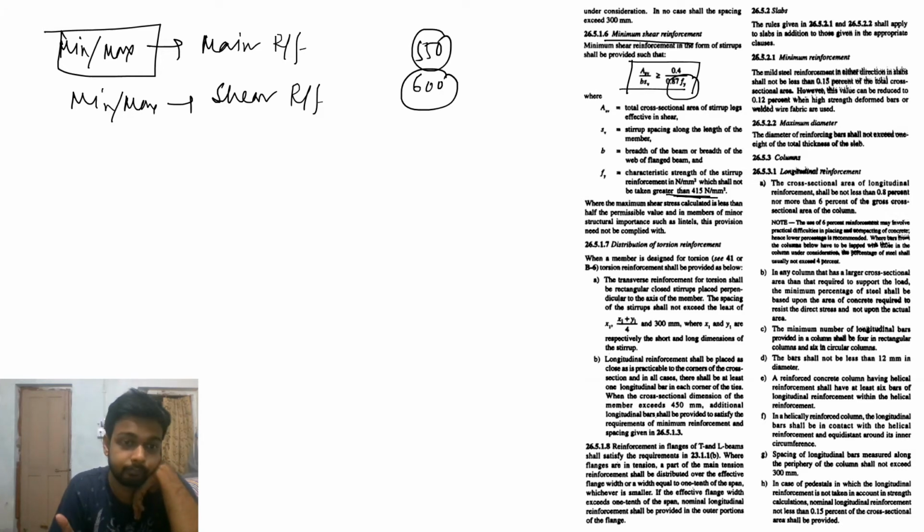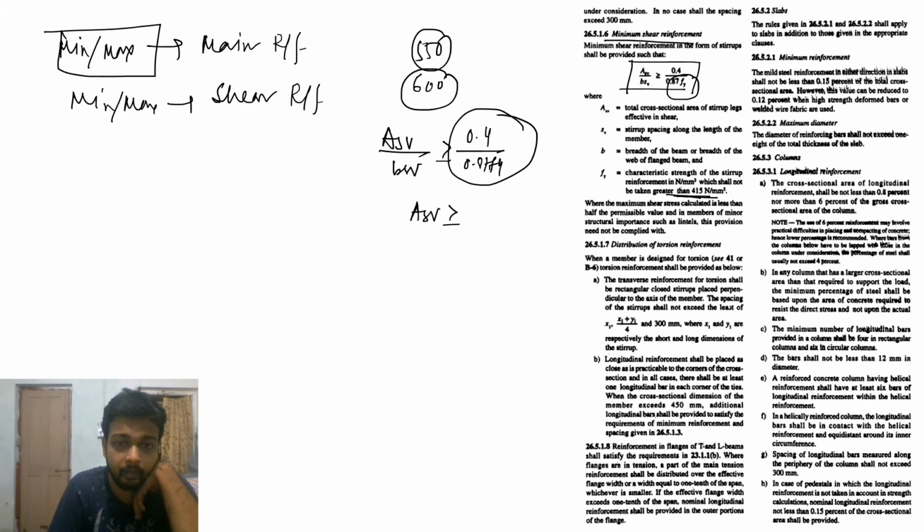That means Asv/bsv is greater than or equal to 0.4/0.87 fy. That whole part is constant. So if you do some variation, then Asv >= 0.4 b sv/0.87 fy, where sv is the spacing and b is the breadth. Where the maximum shear stress calculated is less than half the permissible value. Distribution of torsion reinforcement: either 300 mm, otherwise this.